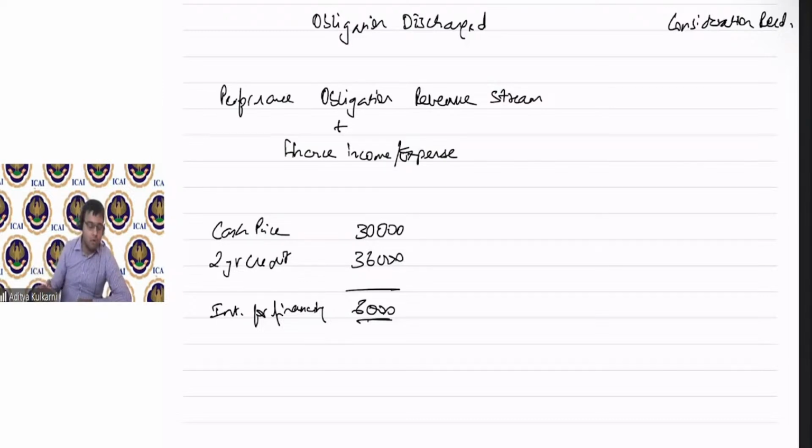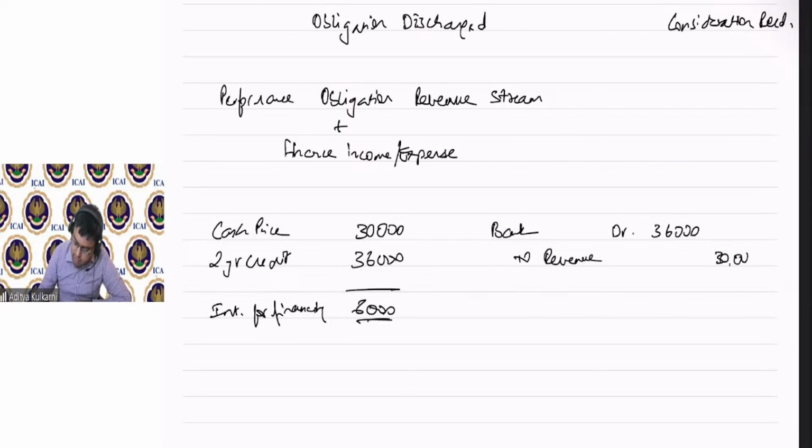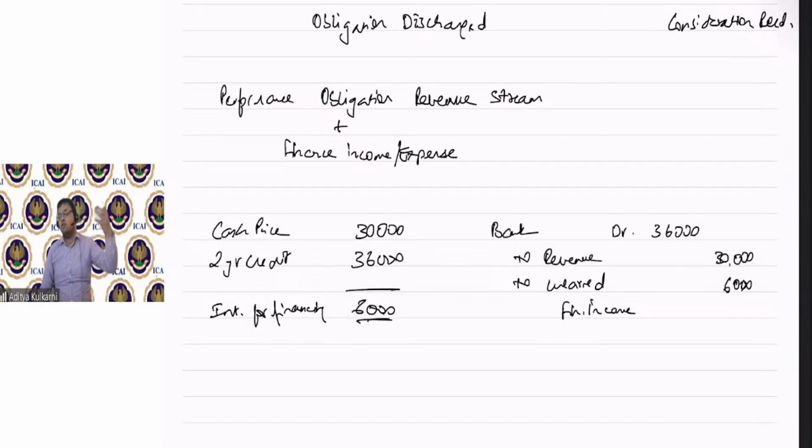The cash price will be booked immediately. So the entry is: bank account debit 36,000, to revenue 30,000, to unearned finance income 6,000. This 6,000 is right now sitting in unearned finance income. You will pull it to the P&L over the tenure of the obligation.